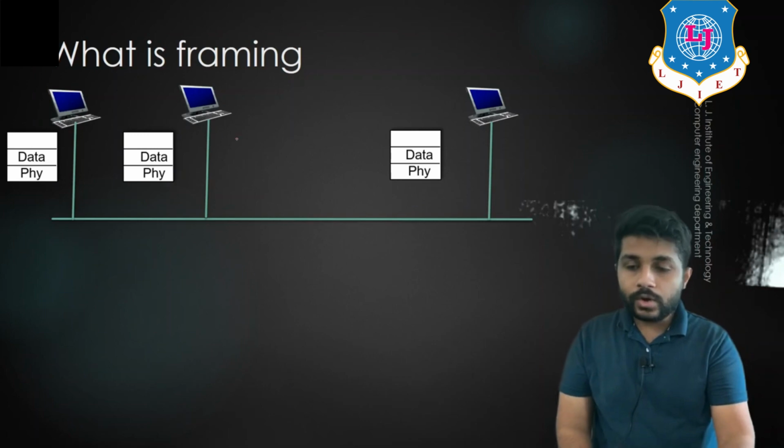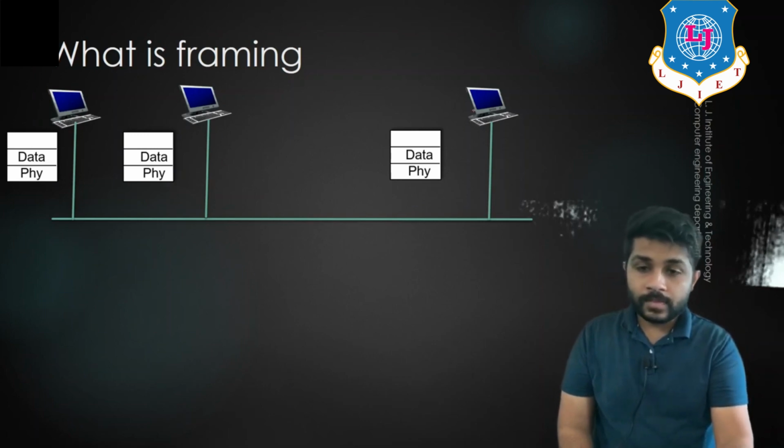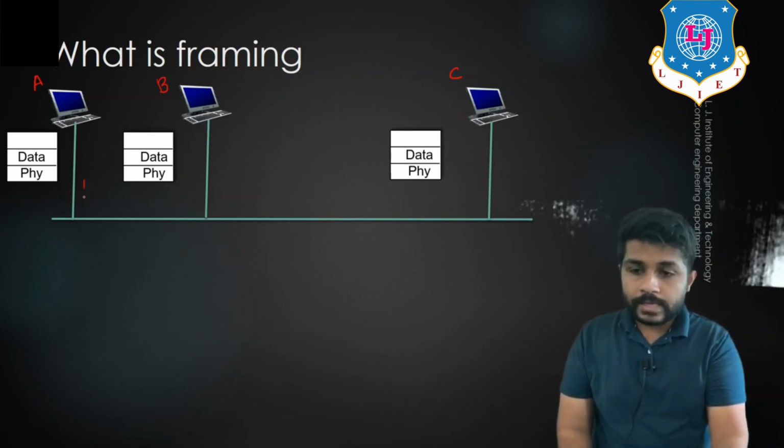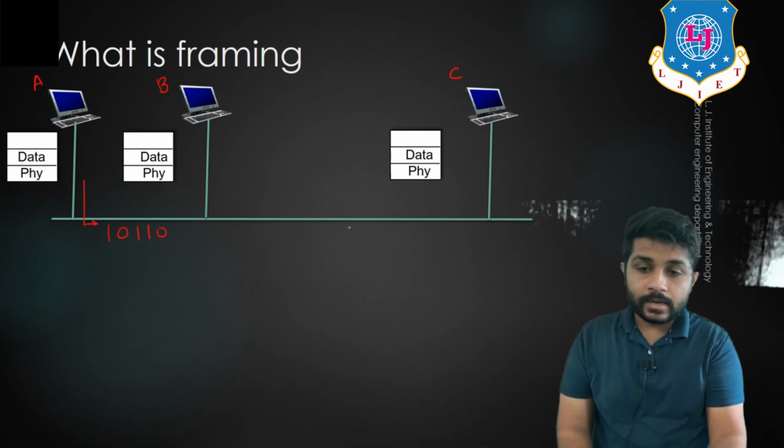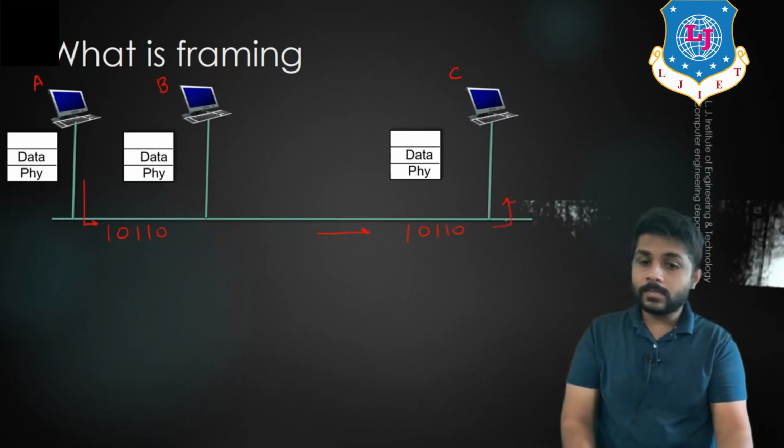You can see that on the screen there are three devices which are connected via a single cable. Suppose this is device A, this is device B, and this is device C. Suppose A wants to send some data to C. So A will send some data, let's say for example 10110, and when A sends the data, it will arrive at device C as 10110, and C will simply receive the data.